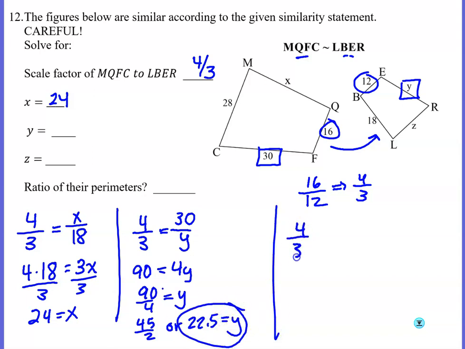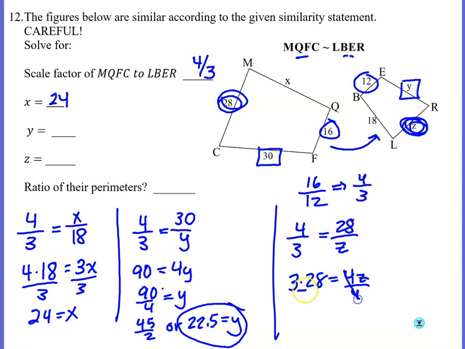All right, back to my ratio so I can set up my proportion. Scale factor first. If I want to solve for Z, the last two that are left are Z and 28. 28 will be on top, Z will be on bottom. So I get 3 times 28 equals 4Z. I divide both sides by 4, so I'm going to get 21 for Z.